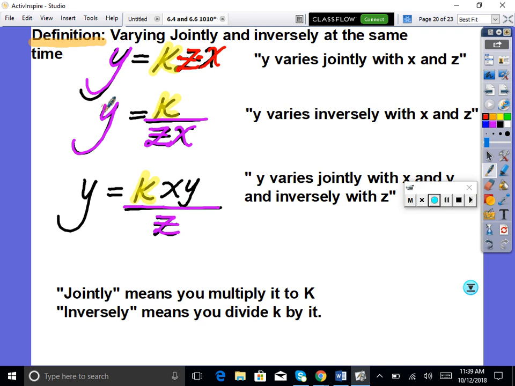So this would say y varies, there wasn't a jointly because there's nothing multiplied to k. K is always there, notice. So this says y varies jointly with x and y because they're times. So they can do multiple things in one. This would read y varies jointly with x and y, but inversely with z. So jointly means multiply it to k. So yeah, I wrote a little note for you. Jointly means you multiply it to k. Inversely means you will take k and divide it. Divide by it.